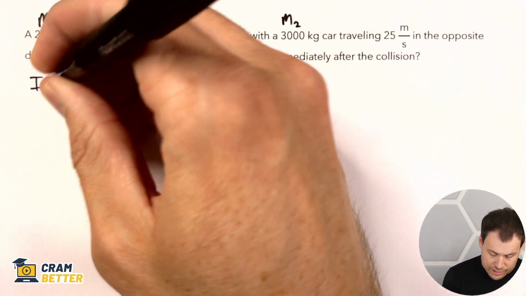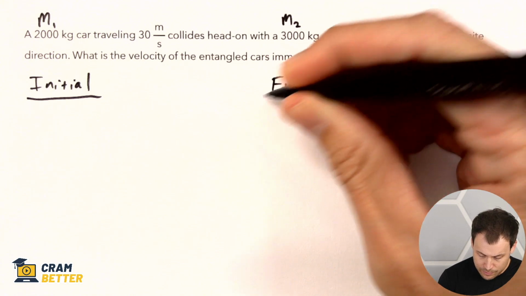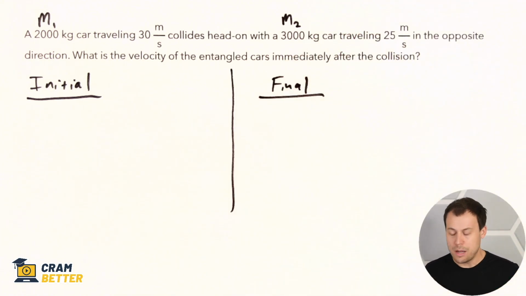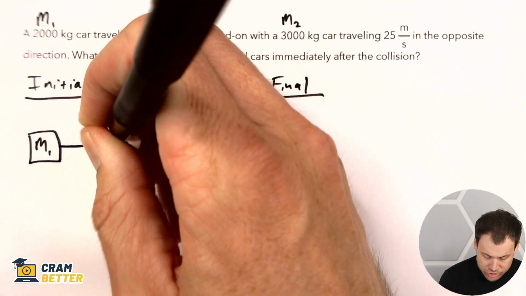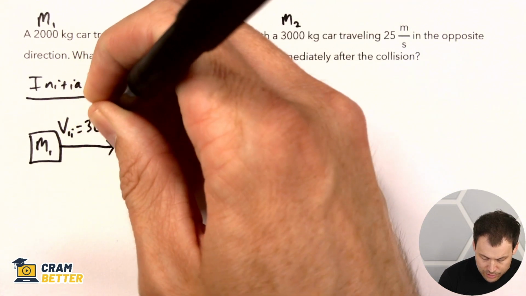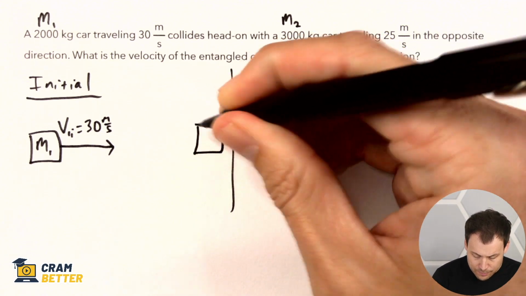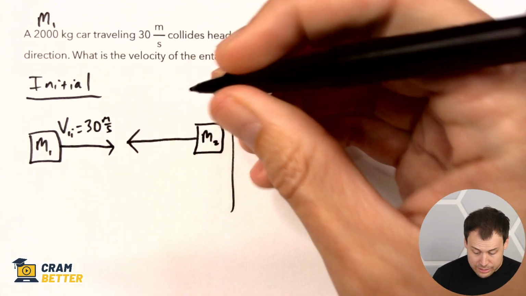All right, well, let's draw an initial and a final picture for this thing, like we do for all conservation of momentum problems. Very good idea. So M1 is going in the plus X direction, so it's looking like this. V1 initial is going 30 meters per second in that positive direction. What about M2? M2 is, for very bad reasons probably, heading straight toward it.